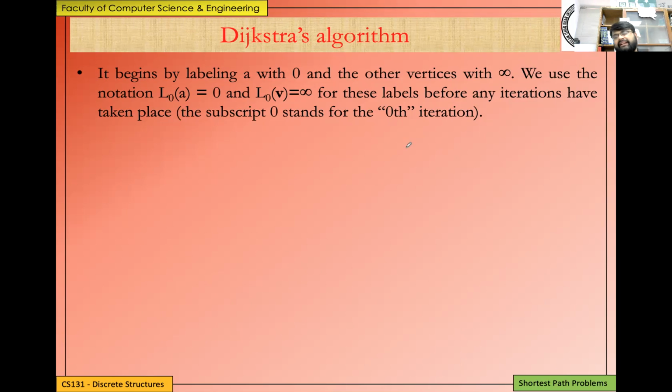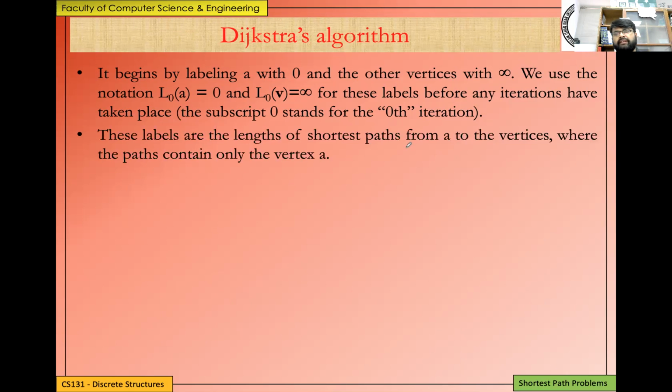Then let us use the notation L0(A) is equal to 0. The label of A in our initial iteration, the zeroth iteration, is 0, and the label of vertex V in iteration 0 is basically infinity, for these labels before any iterations have taken place. So at iteration 0, the subscript 0 indicates the 0th iteration, and we give them these values. Everything else is infinity. Just the starting label is basically 0.